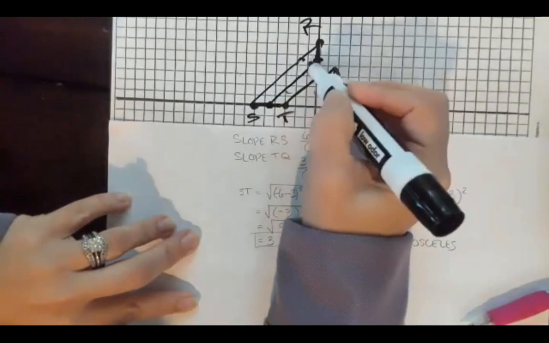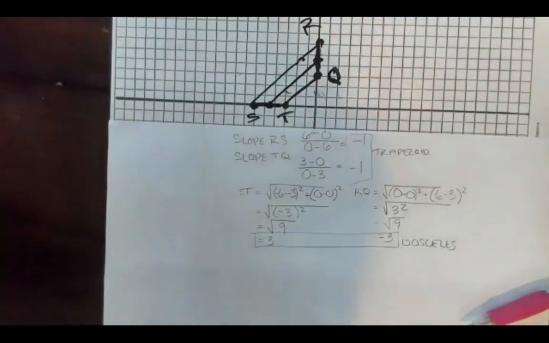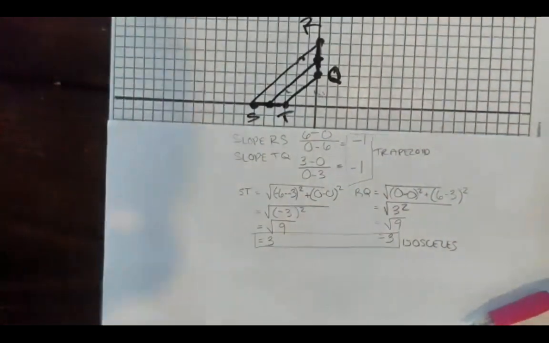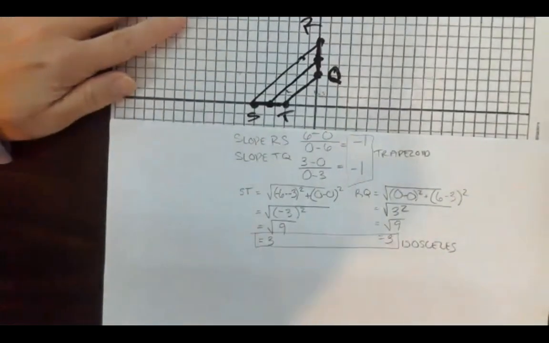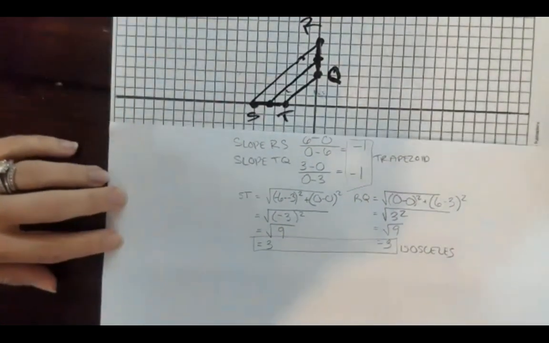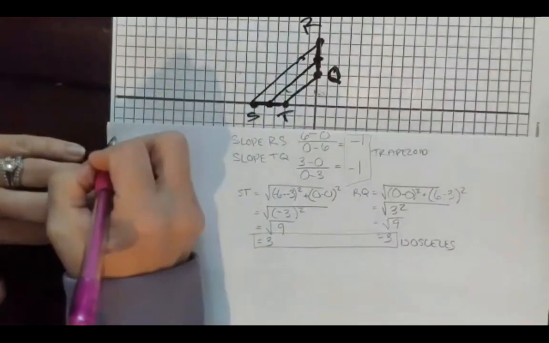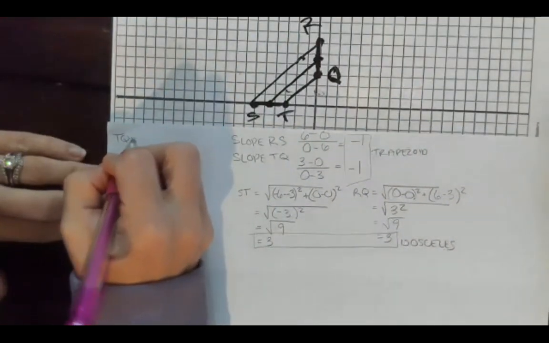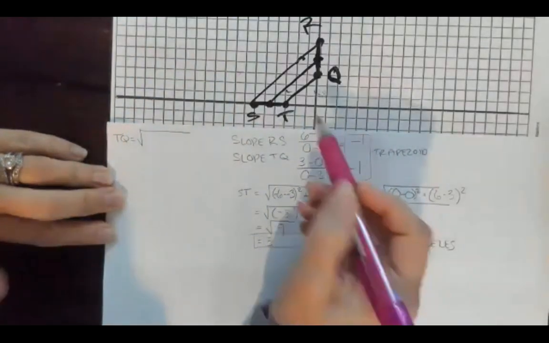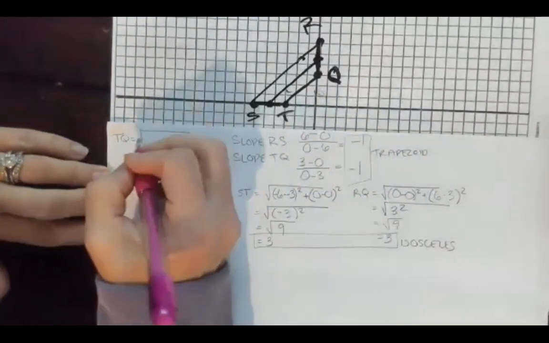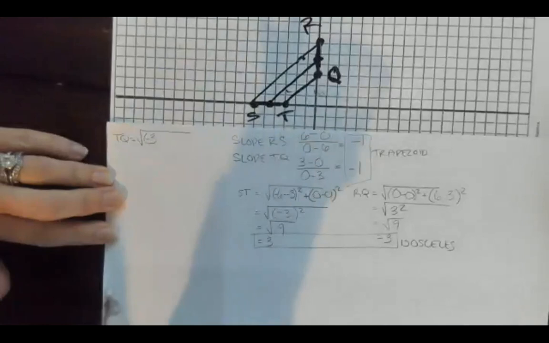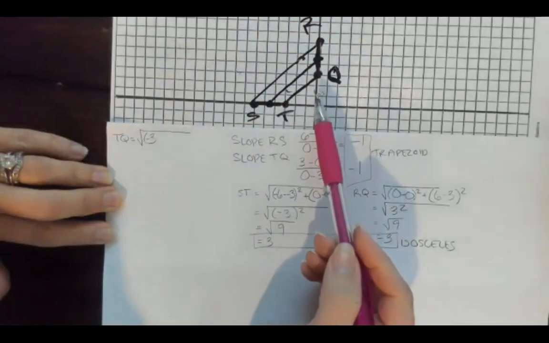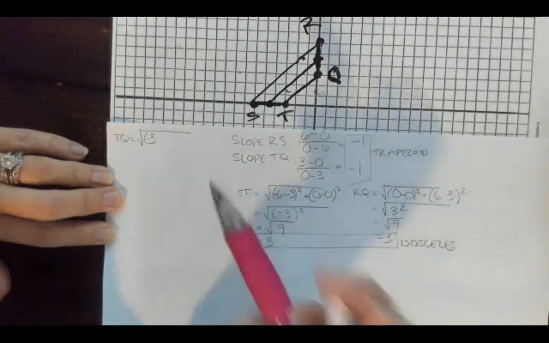Okay, so if we connect this, now we need to find the length of that mid segment there. In order to do that, we have to know what the length of our bases are. So now we need to do a little bit more math. So to find the length of our bases, we're going to use the distance formula to find TQ. All right, so our X value of T is -3. And our X value of Q is 0.